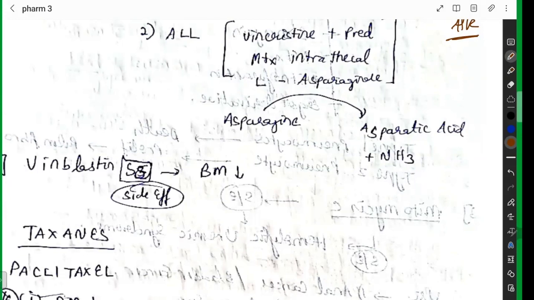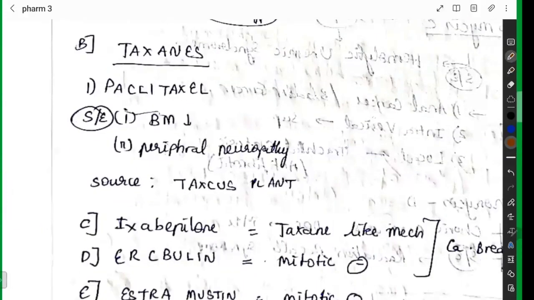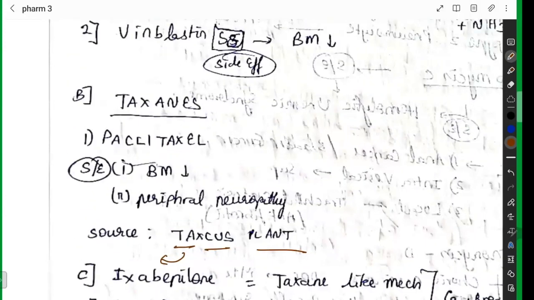The one which is going to destroy your spindles is going to be your taxanes. In taxanes, the first one is paclitaxel. Paclitaxel is obtained from the taxus plant. That is why it is given the name taxanes. They cause bone marrow suppression and peripheral neuropathy. So this is all about taxanes. Now we have completed two drugs in your M phase specific inhibitors: vinca alkaloids and taxanes.